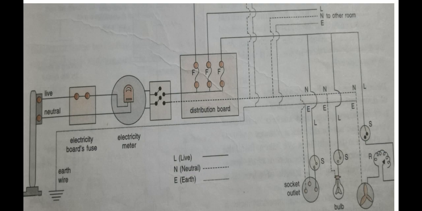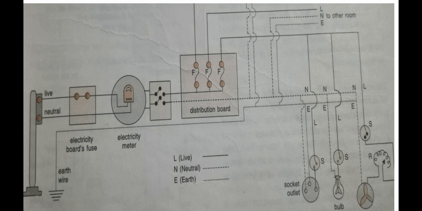The distribution board will have as many fuses attached as there are rooms in the house. As you can see, there are three fuses, so we have three rooms here. For each room we have a live wire, a dotted one which is a neutral wire, and an earth wire. This is how the connections will be done in the distribution box.